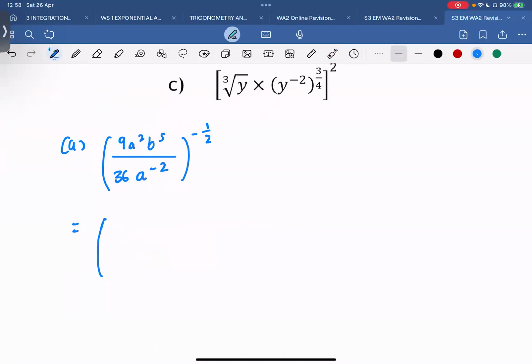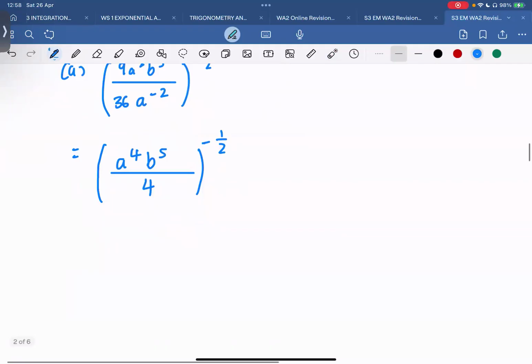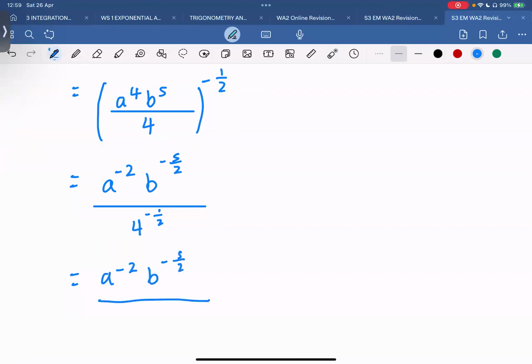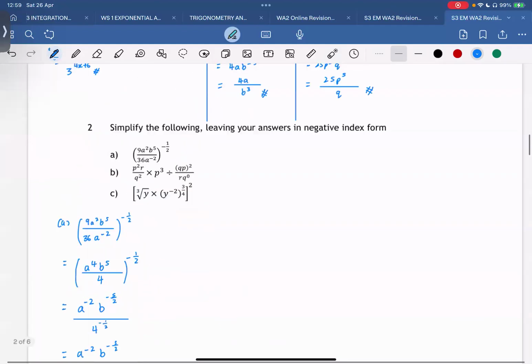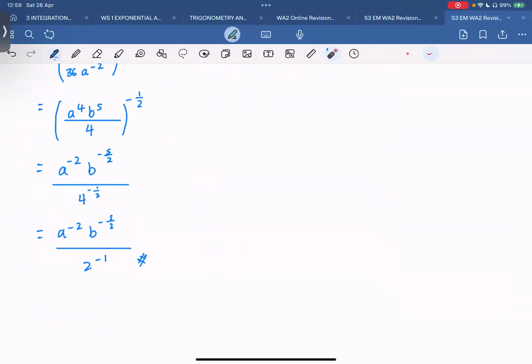Okay, so we'll have a to the power of 4, b to the power of 5 over 4, to the power of -12. Now we can bring in the -12, right? We can distribute to the numerator as well as the denominator. So we will have a to the power of -2, b to the power of -5 over 2 over 4 to the power of -12. Okay, but take note that 4 can be converted into 2 square. So this will actually give us a to the power of -2, b to the power of -5 over 2 to the power of -1. Okay, so for this question, we are supposed to leave it in negative index form. Okay, so make sure all of the exponents have negative powers.